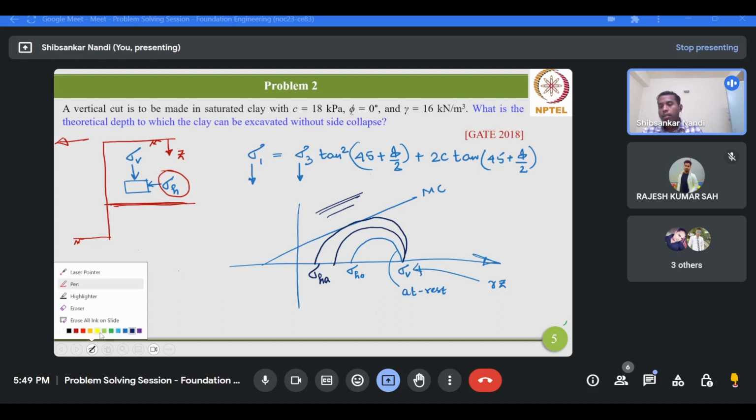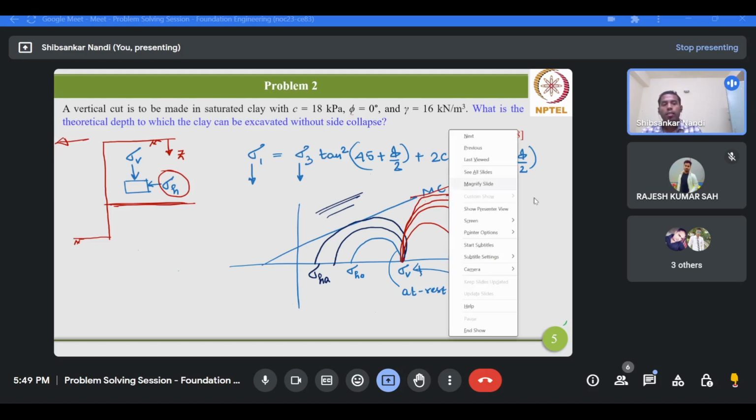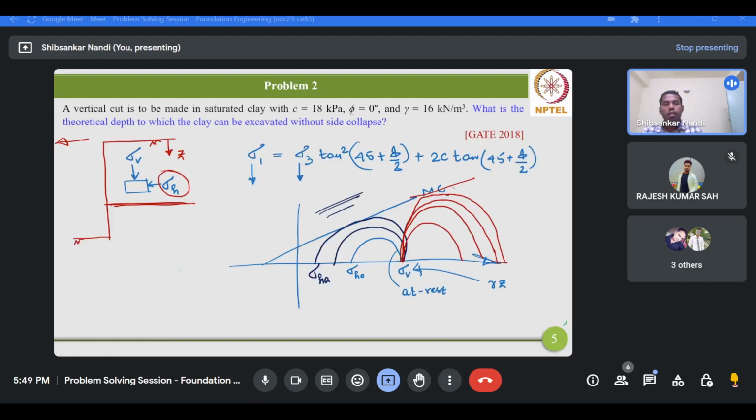Now for the passive condition, it's an opposite scenario. The circle will grow in the reverse direction, where the vertical stress will again remain constant, however the horizontal stress will increase. A moment will arise when this Mohr circle touches the Mohr-Coulomb failure envelope, and considering this circle, this horizontal stress value will give you the passive earth pressure.